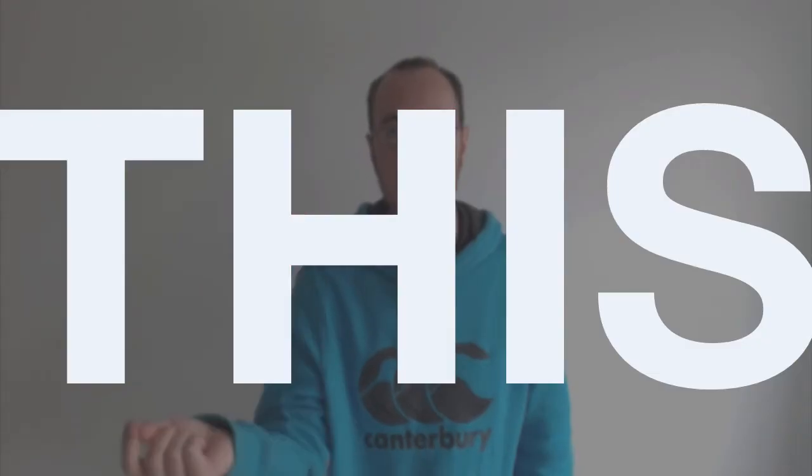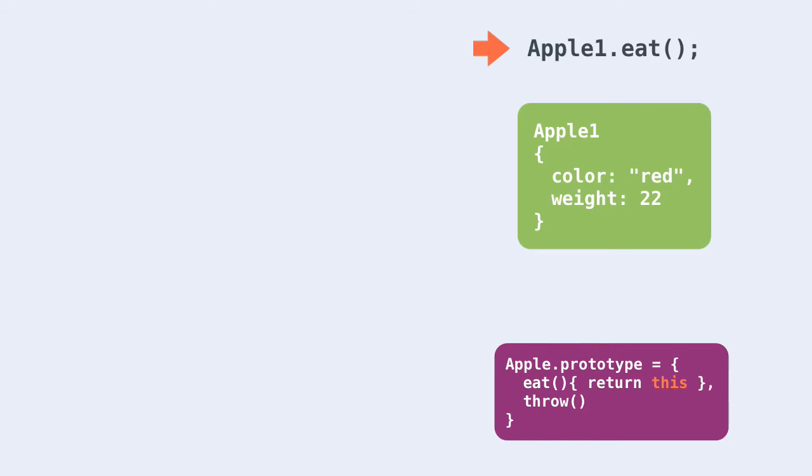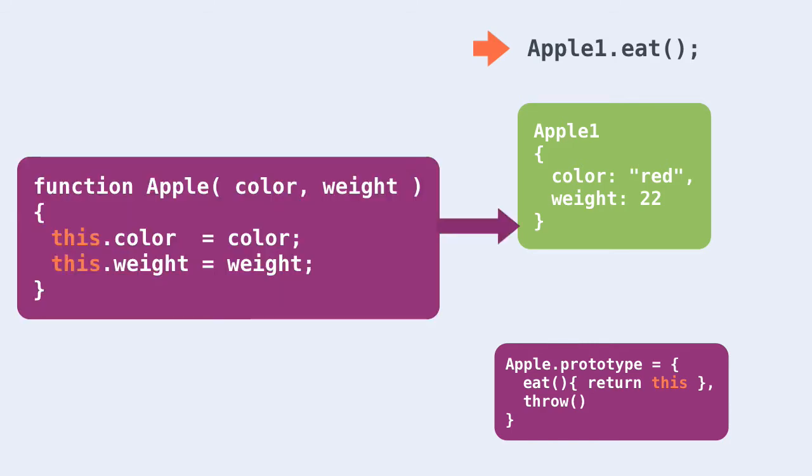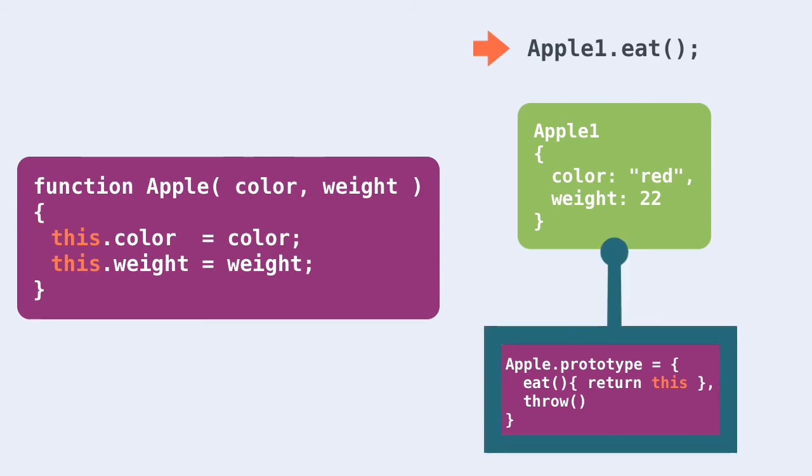Now, one final thing. What about this? That word is so important. This is all based on context, and as I have said before, it is all about how it is invoked. So just take, for example, Apple One. I go grab an Apple One. That is an instance of the Apple constructor. That's what was created from it. And it's going to be linked up automatically with the prototype object associated with the Apple object.